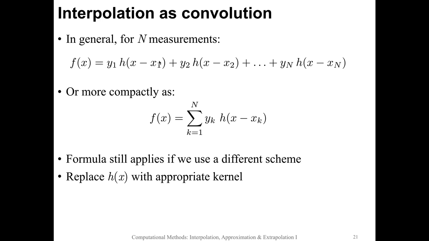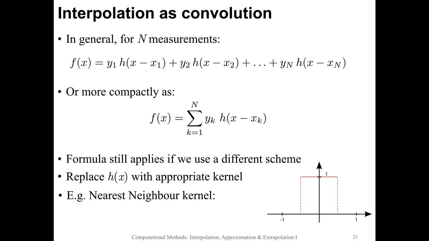And all of this we can write much more compactly as a summation where k ranges from k equals 1 up to k equals n of the corresponding measurement times the correspondingly shifted kernel function. And this formula is very general for interpolation, and we can use it for any different scheme that we have. All we need to do is to make sure that we replace our h function with the appropriate kernel for our interpolation scheme. So here's an example then.